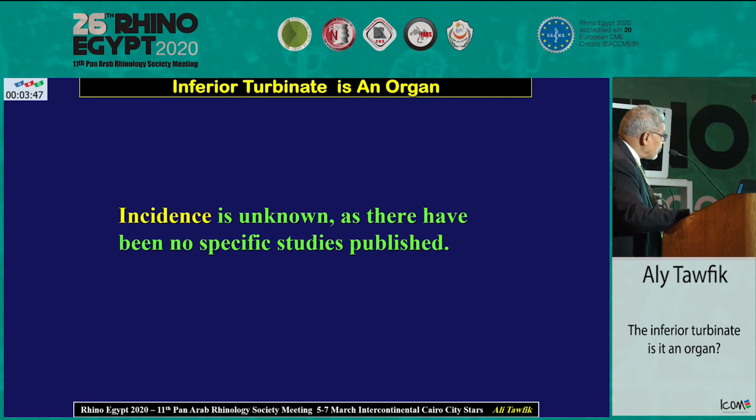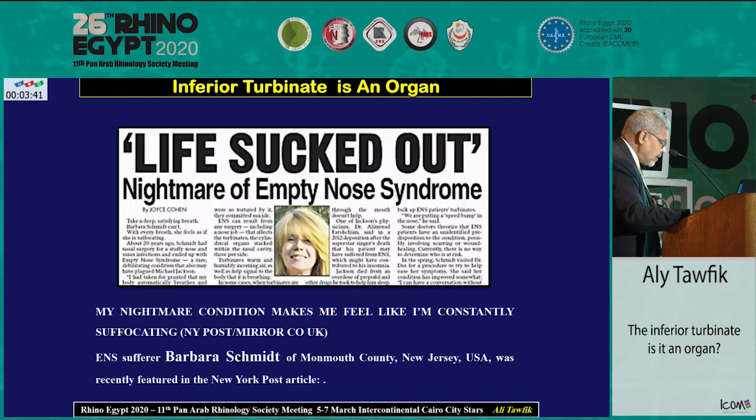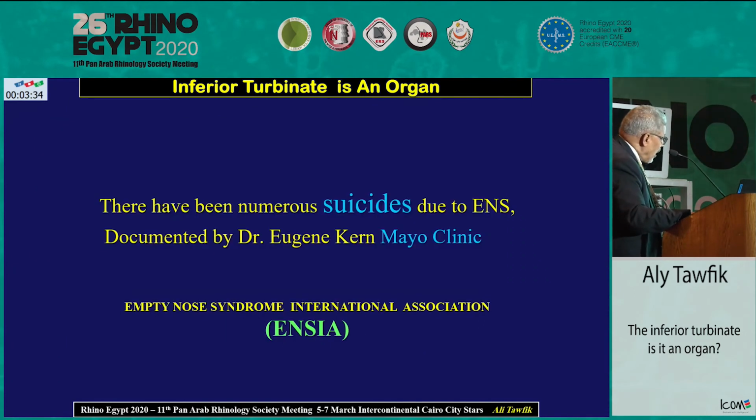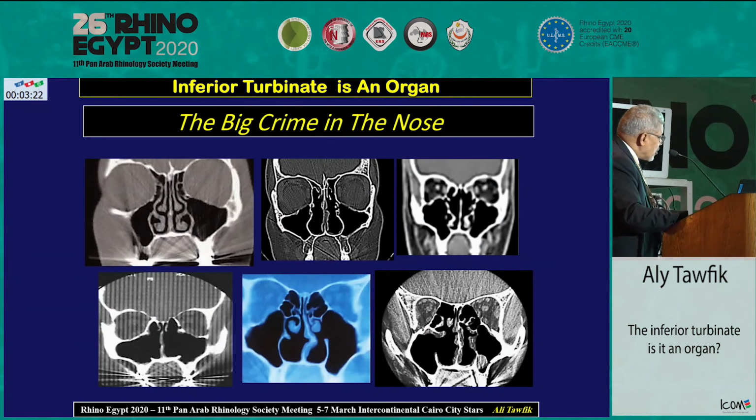And the second problem is that there is no statistical study about the incidence of this new disease. And as we see, this is a problem. Many suicides were recorded by Kern as due to this iatrogenic disease. So it is very difficult if you change this nose to that nose.